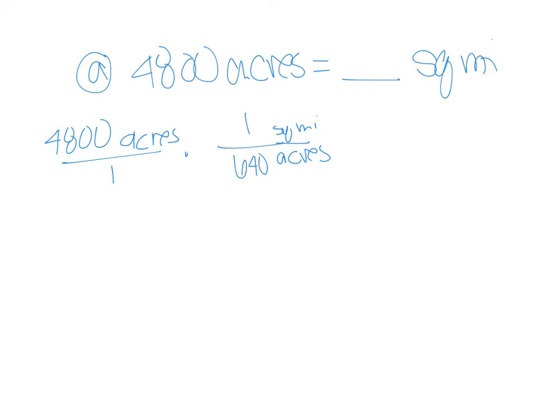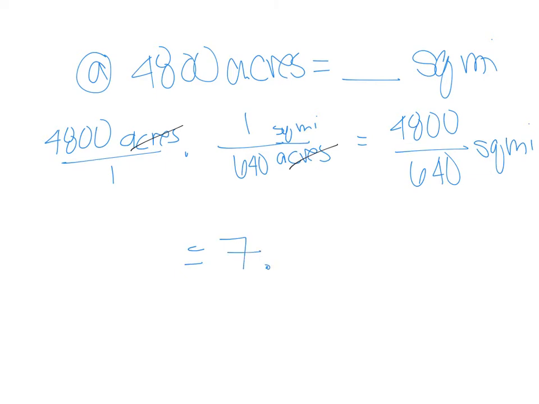You're going to cancel your units, so cancel acres, and then multiply. So you will do 4,800 times 1, which is 4,800. 1 times 640, which leaves you with 640. We are working with square miles now because that's the only unit left. And then you're going to end up with division here. So you're going to do 4,800 divided by 640, and that gives you 7.5 square miles.